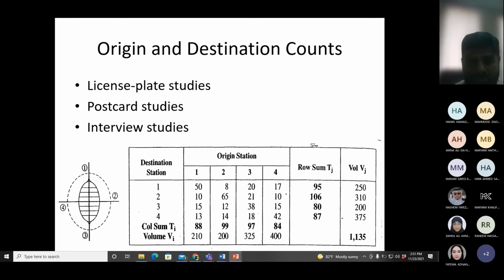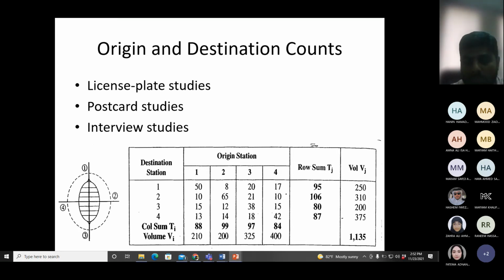Interview studies are very simple, very obvious. You have a set of questions. You go to houses in the area, and you ask the people about their travel behavior. Obviously, the most important 2 questions for us will be origin and destination. So in postcard and interview studies, you are taking extra information from the travelers. But the most important point, as I said, is origin destination.